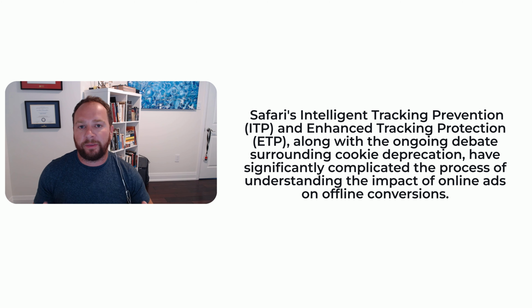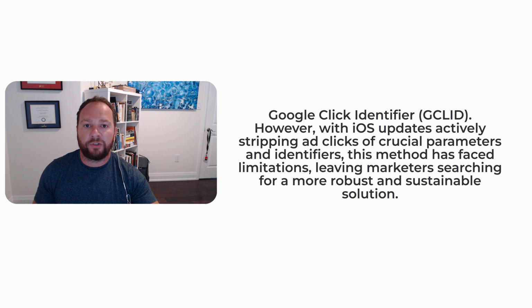One of the prevalent methods used for offline conversion tracking has been the GCLID, the Google Click Identifier. However, like I said, with iOS updates actively stripping ad clicks of crucial parameters and identifiers, this method has faced limitations, leaving marketers, such as yourself, such as myself, searching for a more robust and sustainable solution.